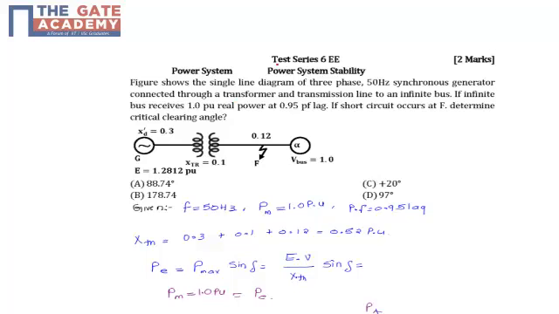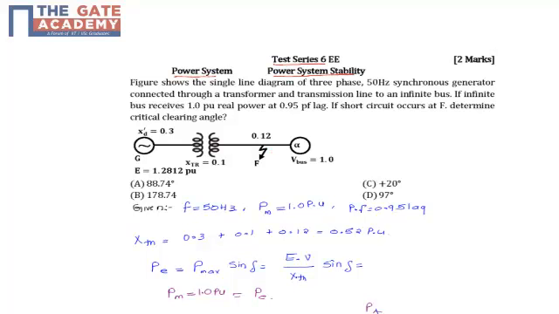Hello students, this question is taken from Test Series 6 EE, from the subject Power System, from the topic Power System Stability. In this question, the given figure shows the single line diagram of a 3-phase 50 Hz synchronous generator connected through a transformer and transmission line to an infinite bus.